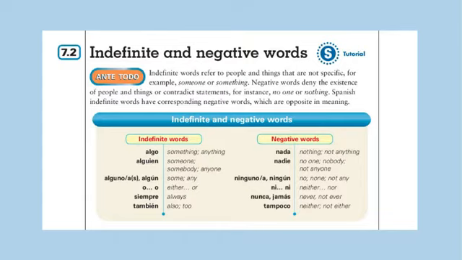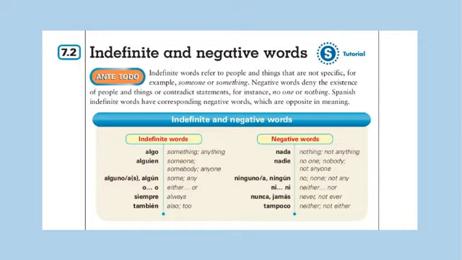Spanish indefinite words have corresponding negative words, which are opposite in meaning, just like we have in English. The opposite of something is nothing. The opposite of someone is no one. So in Spanish, we're going to look at these. These are very important, used all the time. And many of them, I'm sure you've heard before. Algo is something or anything, whereas the opposite, nada, nothing or not anything. Alguien, someone, somebody, anyone. Nadie, no one, nobody, or not anyone.